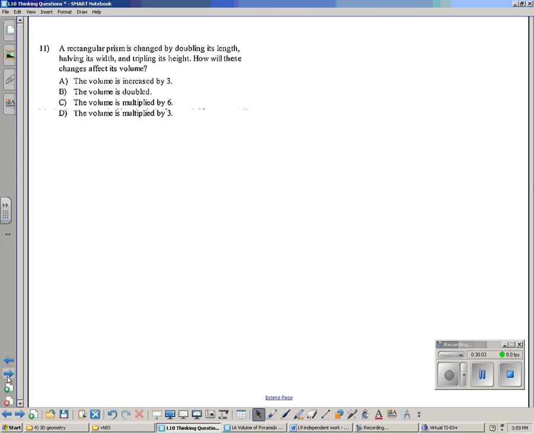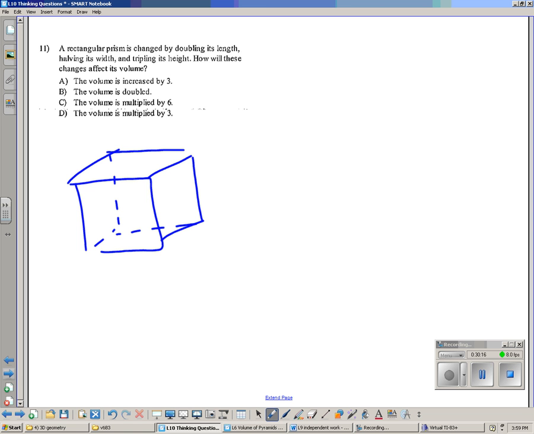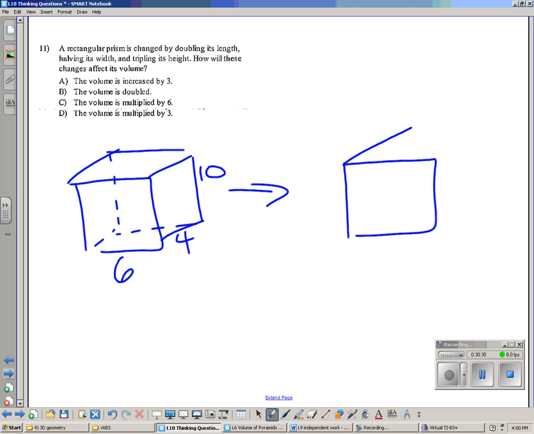All right. A rectangular prism is changed by doubling its length, halving its width, and tripling its height. How will the changes affect the volume? So here's my old rectangular prism. I'll make up numbers that are nice and easy to double and halve, so I'll make them all even: 6, 4, and 10, say. We want to double the length, so my new rectangular prism, the length becomes, say, 12. The width is halved, so 4 becomes a 2. And the height is tripled, so it becomes 30.